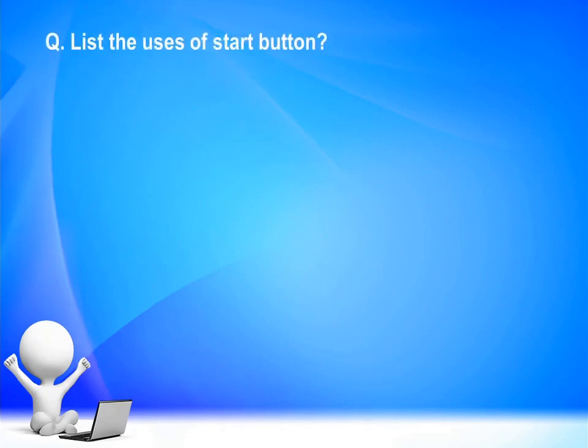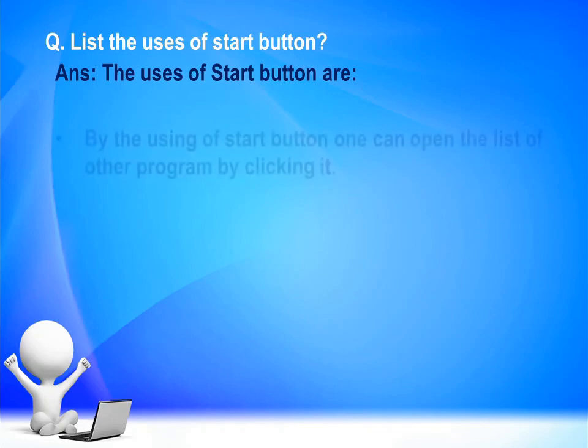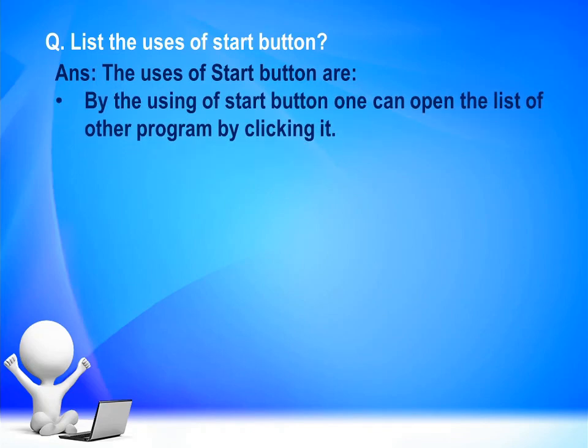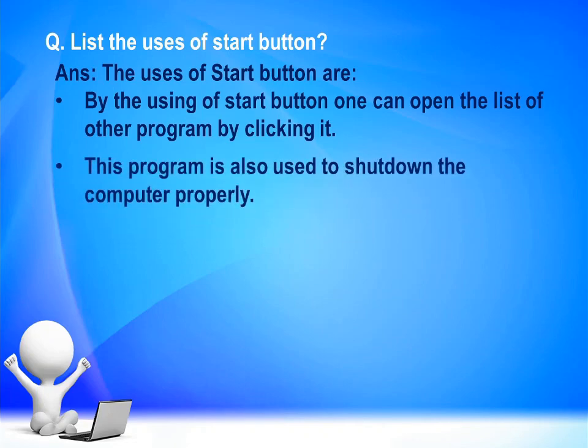Next question. List the uses of start button. The uses of start buttons are: by the using of start button, one can open the list of other programs by clicking it. This program is also used to shut down the computer properly.